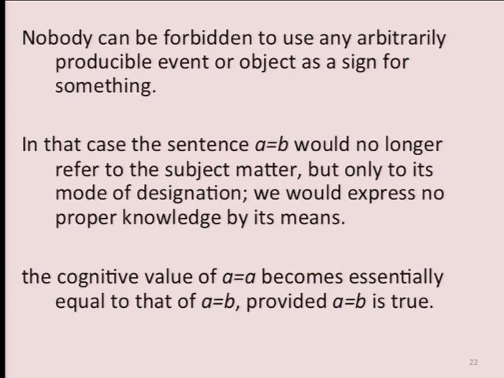That's to say, when you say the evening star is the morning star, that seems to be an astronomical discovery. That seems to be a fact you're discovering about the stars in the night sky. Or in this way of thinking of it, it's a fact about language that you're learning. And Frege puts that by saying, we'd express no proper knowledge by its means. We thought we were expressing proper knowledge about what's in the night sky and what's in the evening sky. But we find out we're just talking about our own system of language. That's not what we thought we meant when we said the morning star is the evening star.